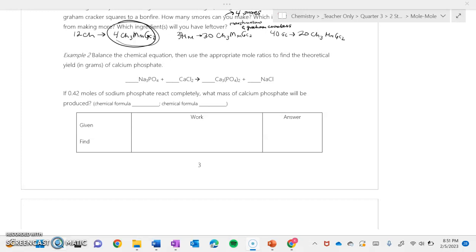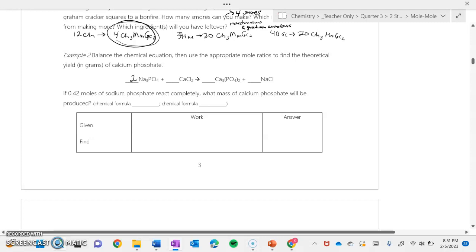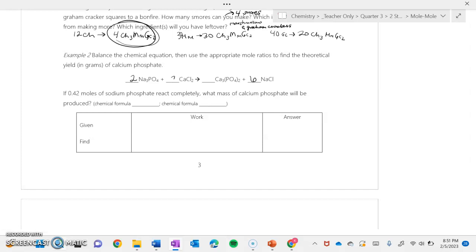We've got phosphate. Let's put a 2 there, and that makes our sodium 6. I'm going to put a 6 here. And then if I make this a 3, now my chlorines are 6. And that would be a 1. So 2, 3, 1, 6. Again, if you prefer to make a table and count the atoms, feel free to do that while balancing.